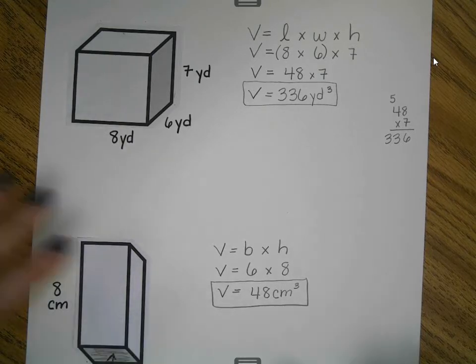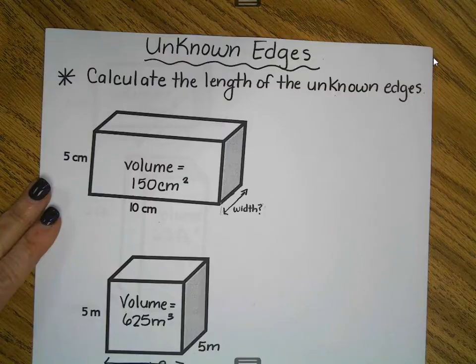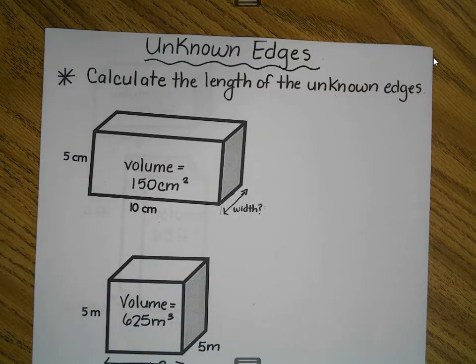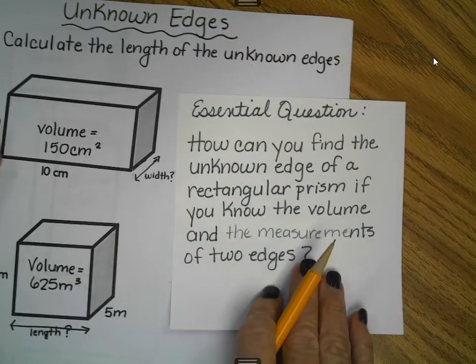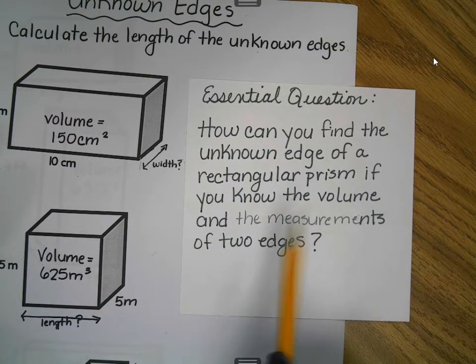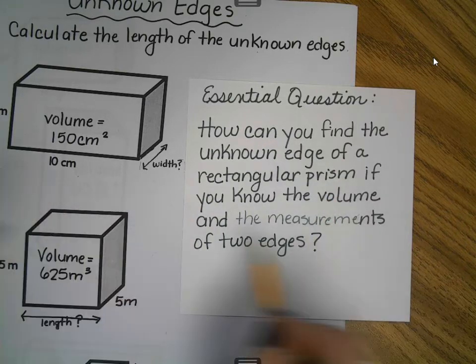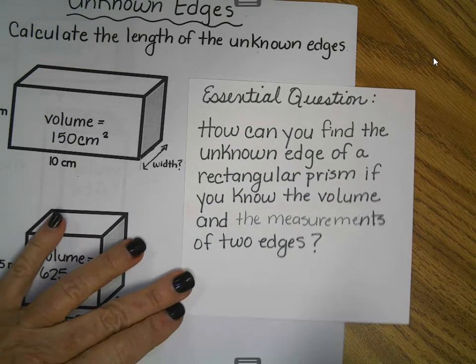Today we're going to take it a little differently, and we're going to have a known volume. And boys and girls, we're going to look for one of the missing sides, one of the missing edges. So let's go back. Our question was, how can you find the unknown edge of a rectangular prism if you know the volume and the measurements of two of the edges?